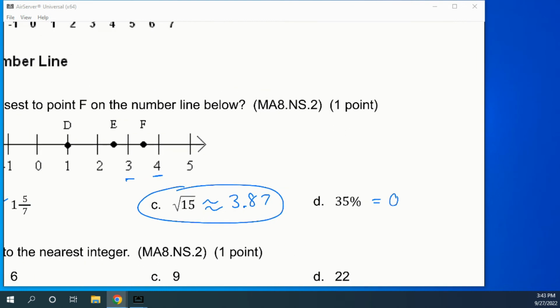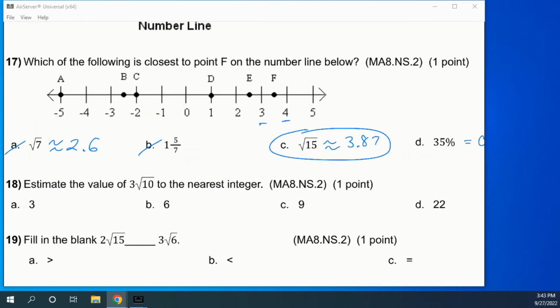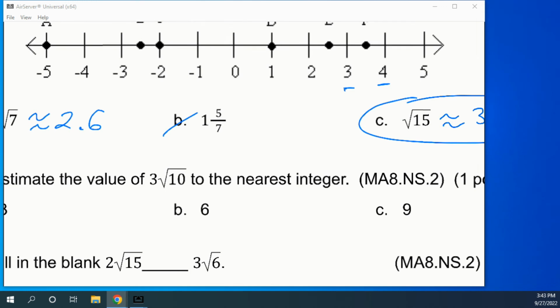35% is 0.35 or 3500. So that's not even larger than 1. So we will not use that one. Estimate the value of 3 times the square root of 10. The square root of 10 is awfully close to the square root of 9, which is a perfect square. So if we take 3 times 3, we would get about 9.